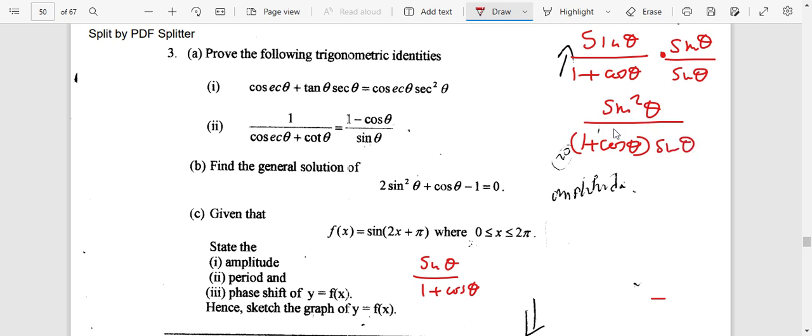Now, what do you know? What is sin squared theta? Anything you know about sin squared theta?